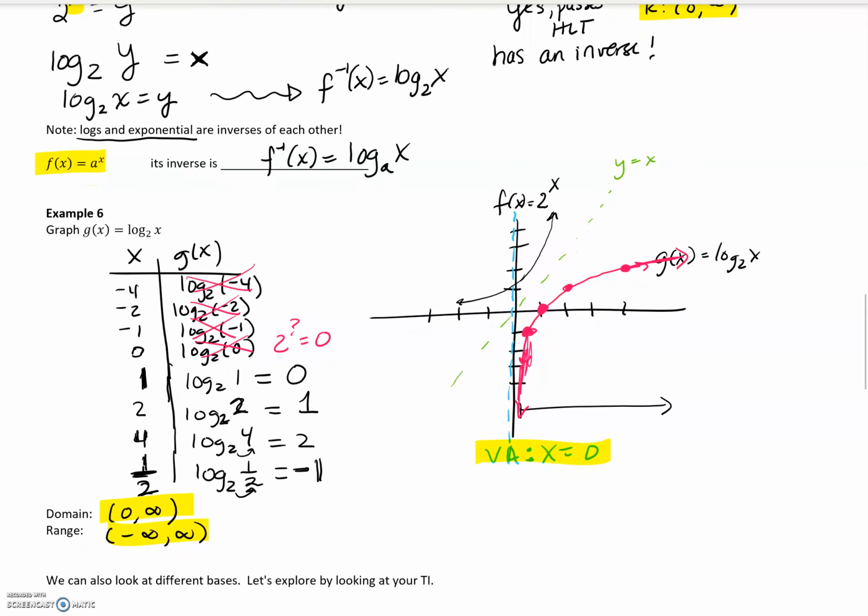All right, in the next video, we'll look at different bases and the graphs of logs on your TI. For now, our main goal was to know that logs and exponentials are inverses of each other and what the graph of log base 2 of x looked like.